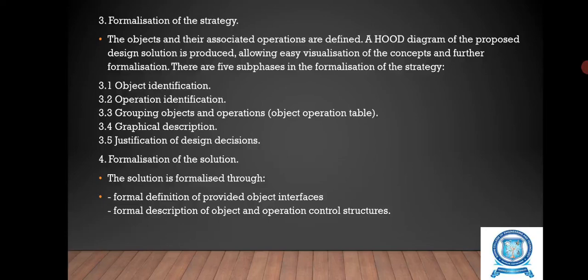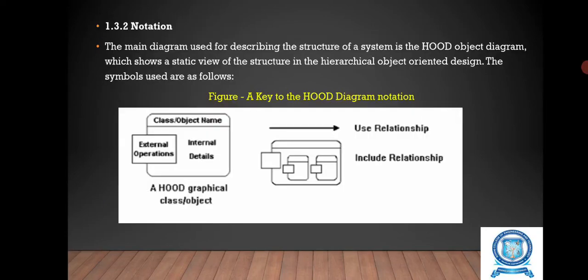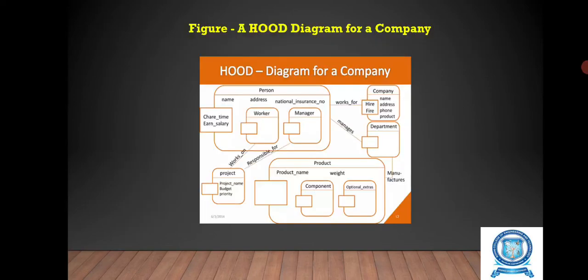Formalization of the solution: the solution is formalized through formal definition of provided object interfaces and formal description of object and operation control structures. The notation given to describe the HOOD diagram is the main diagram which is used for describing the structure of the system as a static view of the structure. The symbols used are as follows. It is a class-like structure. It is given a class or object name. Then the external operations are given here and the internal data will be given in this. And this is a HOOD diagram for a company, showing how we are going to draw a HOOD diagram for a company.